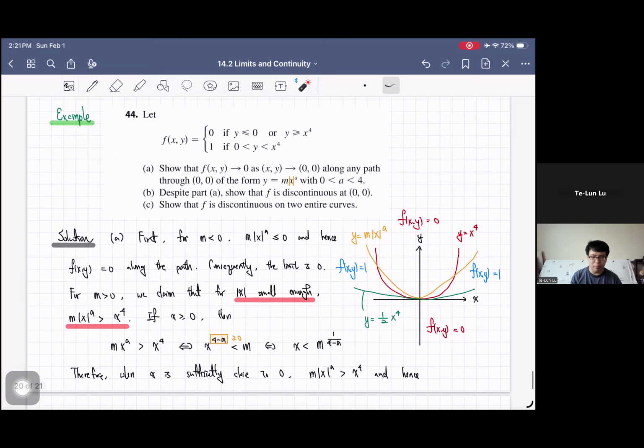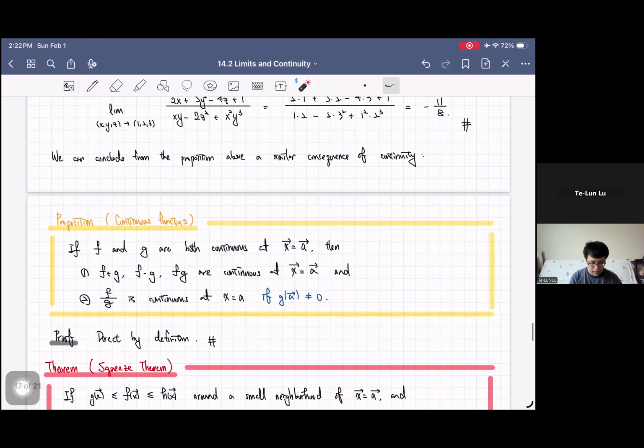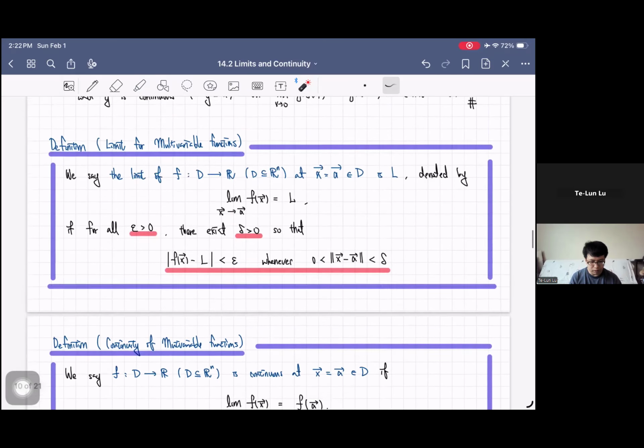So I think this problem 44 is very nice in the sense that you can figure out this strange function. And you can see that even if we have such a large class of paths that have the same limit, in this case along lines through the origin, you still cannot conclude continuity. In particular, you cannot even conclude that the limit exists, because it actually does not exist. Right. So that's all.